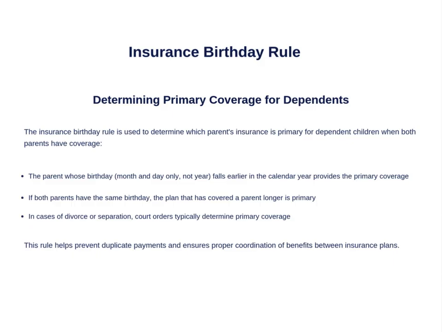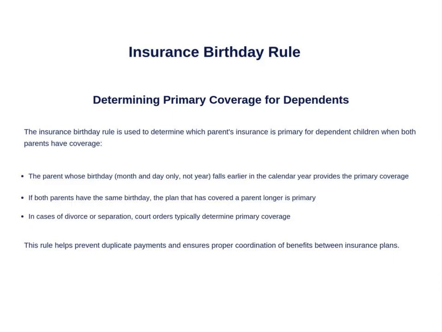Another thing that NHA likes to ask about is the birthday rule. For insurance, it helps to determine primary coverage for dependent children when both parents are insured. So the parent with the earliest birthday in the calendar year provides coverage. So that's the month and the day only. If their birthdays just happen to be the same, the one who has the longest established plan would be the primary. In divorce cases, typically there's a court order that says who should be the primary coverage.